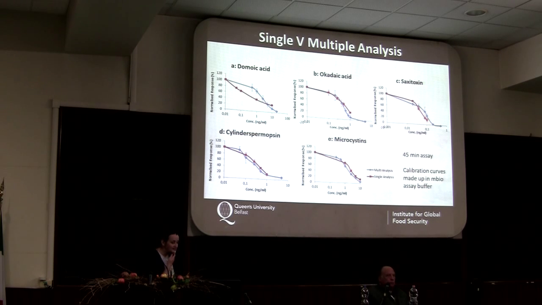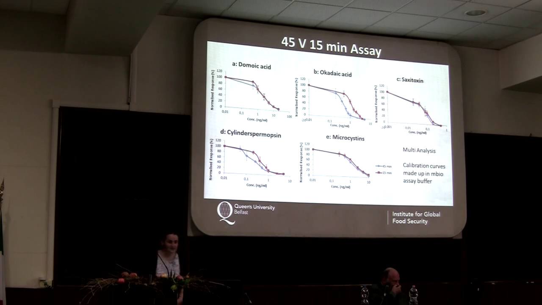So for single versus multiple analyte detection based on the 45-minute assay, you can see that the sensitivity didn't really change so much, other than for domoic acid, when we looked at it in multiple or single assay format. When we reduced the time from 45 to 15 minutes, the sensitivity changed a little bit for okadaic acid, where it was actually a bit reduced, and the same for cylindrospermopsin.